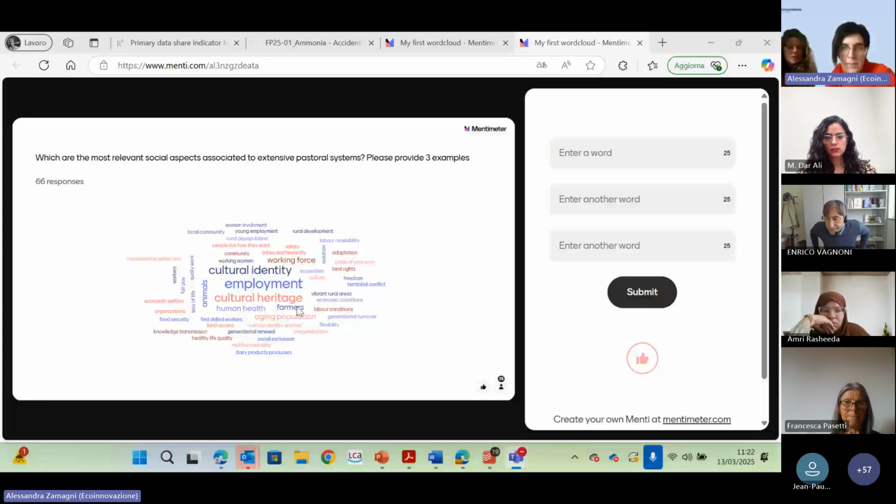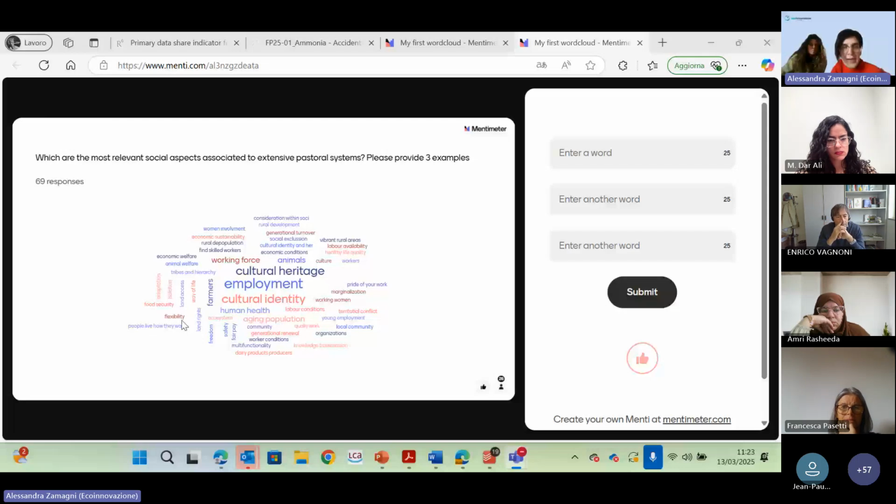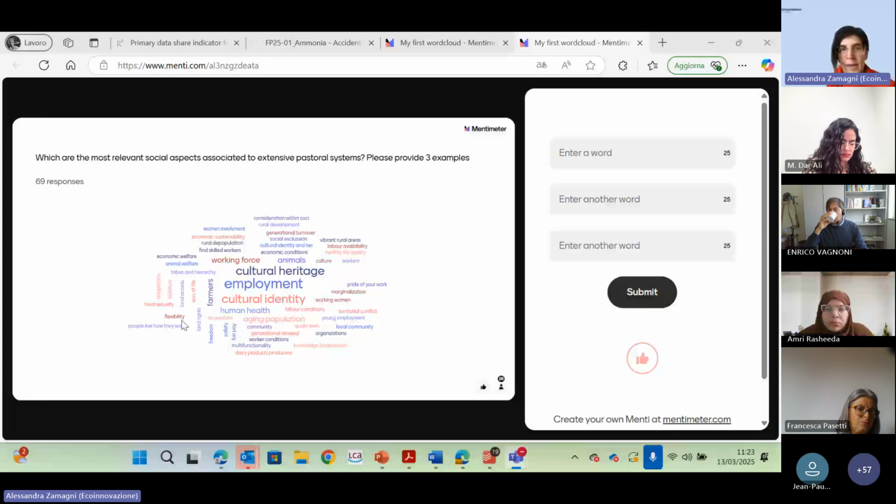I also see human health. I see flexibility, which is an interesting part. Could some of you explain a little more the meaning of flexibility in this context? Given that I can't see a raised hand, please jump in directly in the discussion. If you can just tell us a little more about flexibility as a relevant aspect. If not, we see the topic of work, as was mentioned by Anna, also in terms of quality of work. The availability of skilled workers is mentioned. Emily, yes, please unmute yourself.